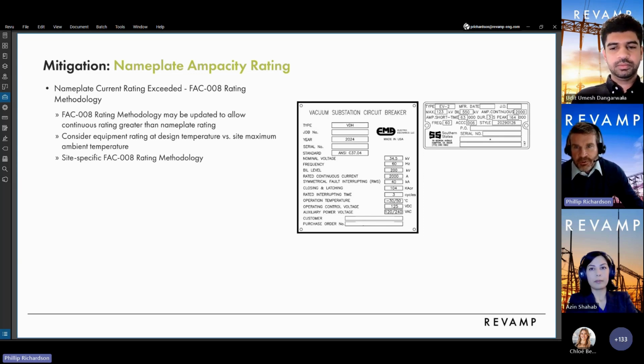One thing to note is, as part of your FAC-008 compliance requirements, you have to document your rating philosophy and the actual ratings. So if you're going to change, take a step back. The easiest thing for your FAC-008 ratings is to just use nameplate. If you decide not to use nameplate and use some other methodology, you have to document that. And one thing to note is that this is site specific.